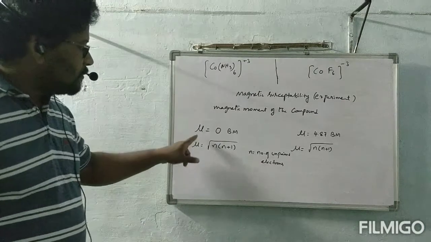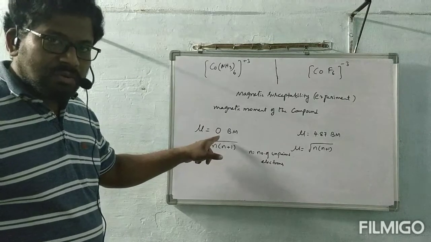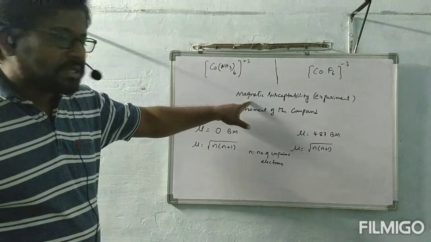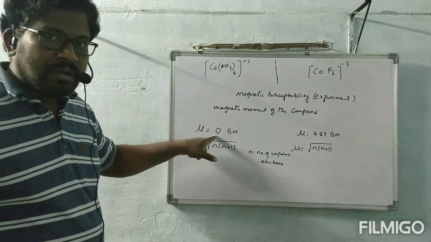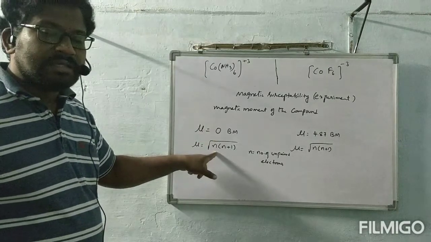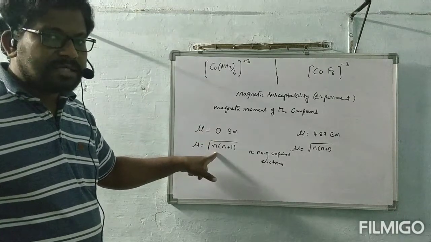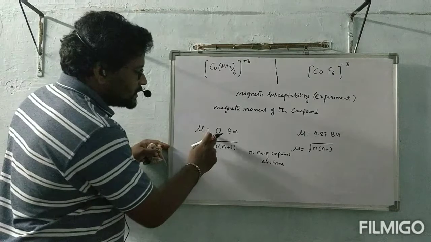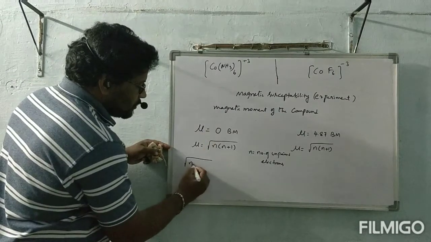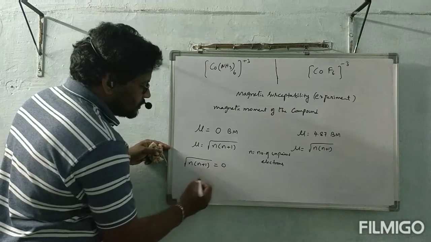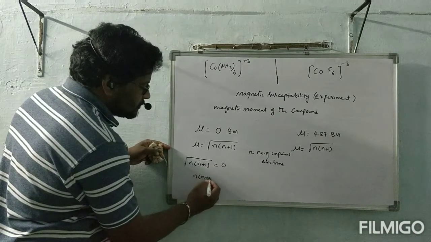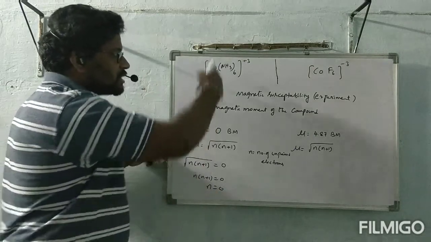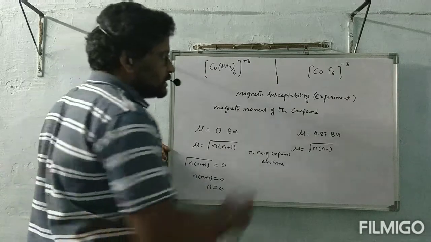If you know the mu value from the practical experimental value, that is the magnetic susceptibility procedure, we get the magnetic moment value, and by using that we can find the number of unpaired electrons. Are you able to understand? Now see, left hand side mu, right hand side 0. Let us equalize both of them. Root of n into n plus 1 is equal to 0, so n is equal to 0. How many unpaired electrons are present in this compound? 0 unpaired electrons.